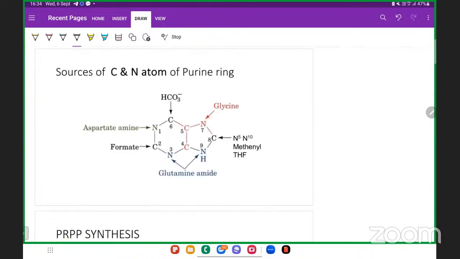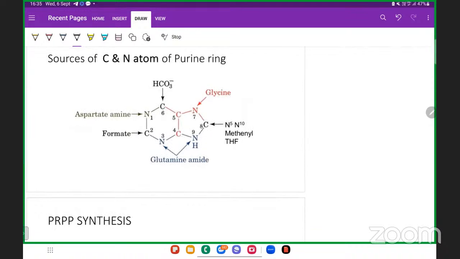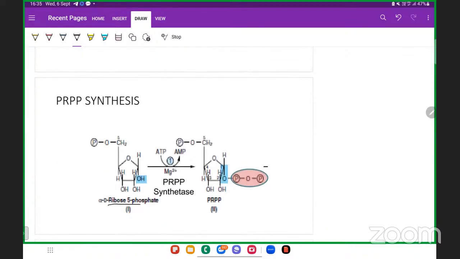Now, this is going to be the structure. I already told you this is the structure of your purine ring. Now you understood, right? What happens is, you have ribose 5-phosphate. Ribose 5-phosphate is nothing but the sugar moiety. This sugar moiety, in the presence of PRPP synthetase. So this is what will be given in your textbooks. Now you understood the purine end product structure; now we are going to see how the end product structure is formed.